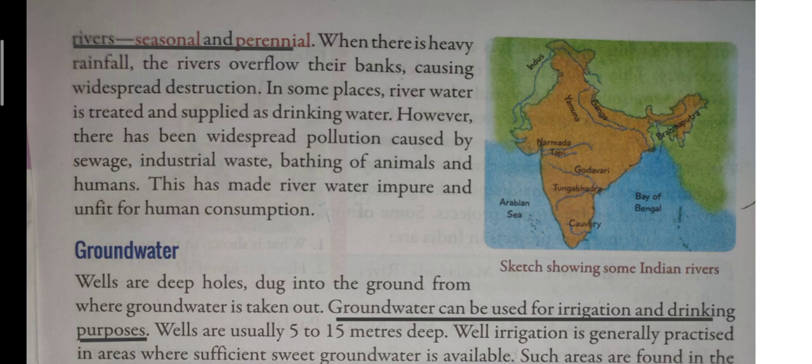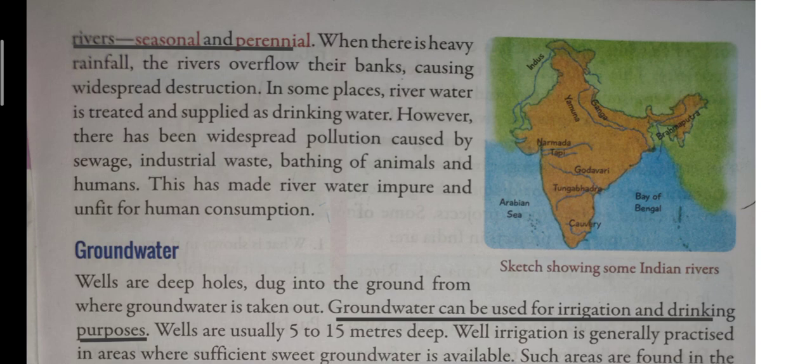Now, children, whenever there is very heavy rainfall, the rivers overflow, and as a result, it causes flood. So, heavy rainfall causes flood, and then there is widespread destruction. So, what is the meaning of widespread destruction? It means that many people die, they lose their homes, animals also die, and there is loss of property also. So, that is the meaning of widespread destruction.